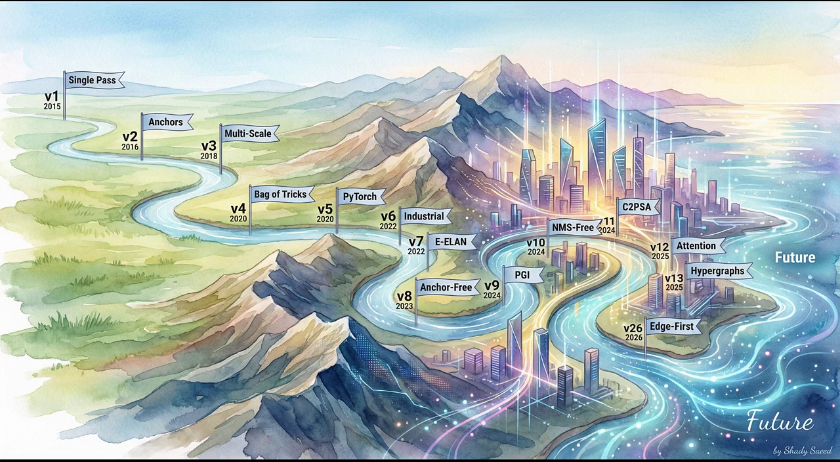Let us step back and see the full family tree. 2015, Redmon drafts YOLO v1. 2016, YOLO v2 adds anchors. 2018, YOLO v3 adds multi-scale. 2020, YOLO v4 bag of tricks, YOLO v5 PyTorch era. 2022, YOLO v6 industrial, YOLO v7 E-ELAN. 2023, YOLO v8 anchor-free. 2024, YOLO v9 PGI, YOLO v10 NMS-free, YOLO 11 C2PSA. 2025, YOLO v12 attention-centric, YOLO v13 hypergraphs. 2026, YOLO 26 edge-optimized. Each generation solved a specific bottleneck.